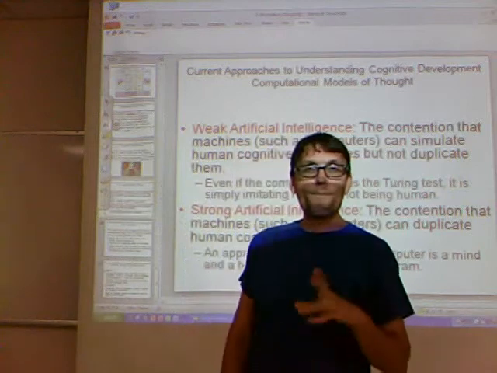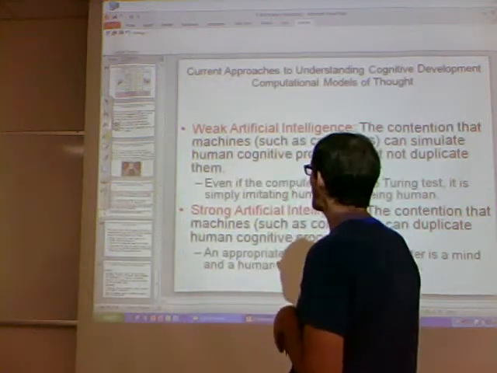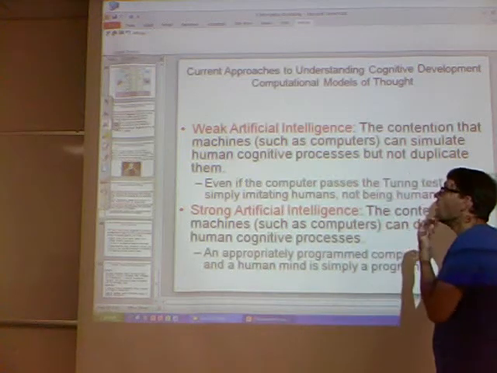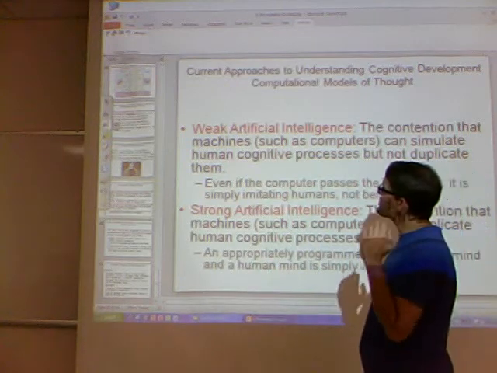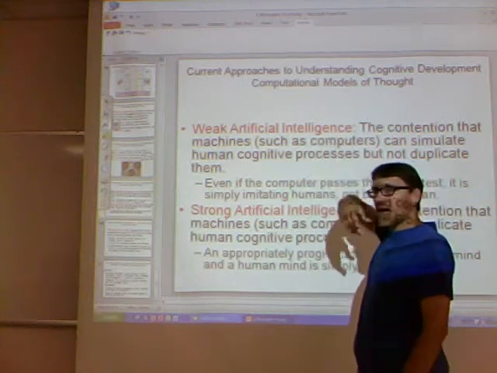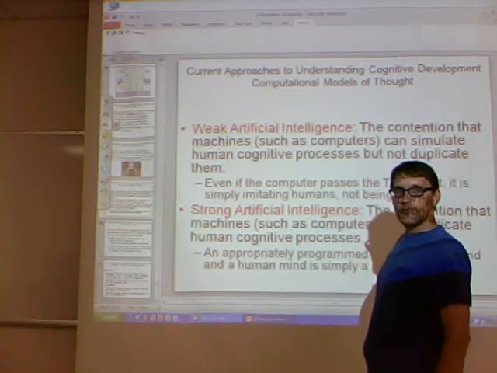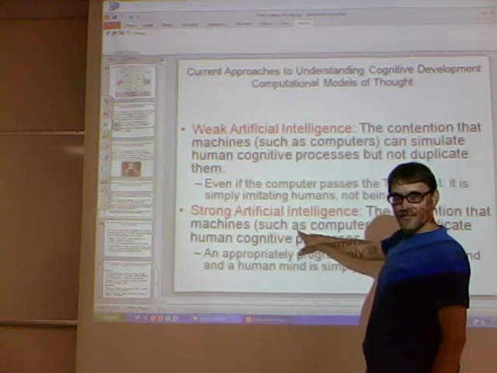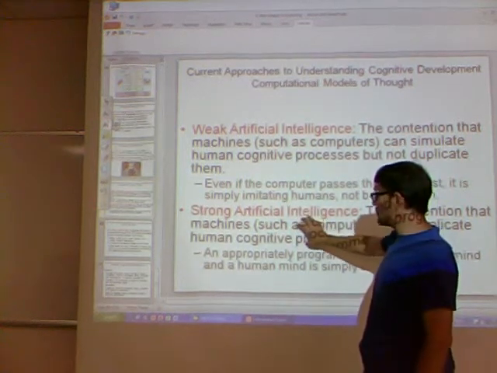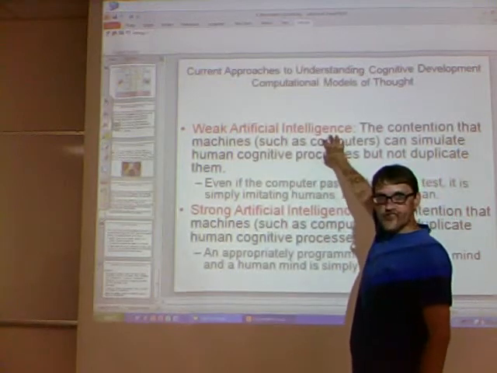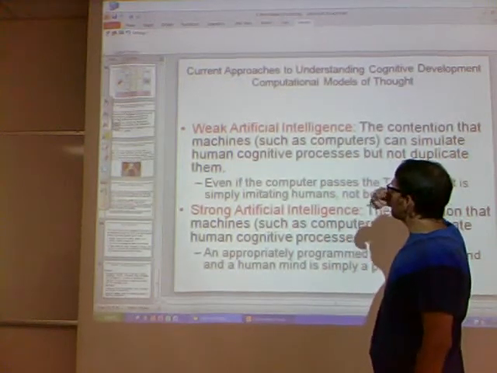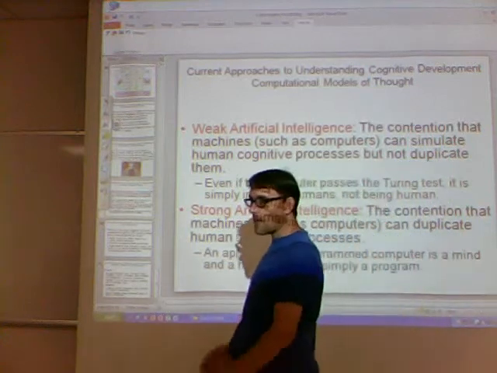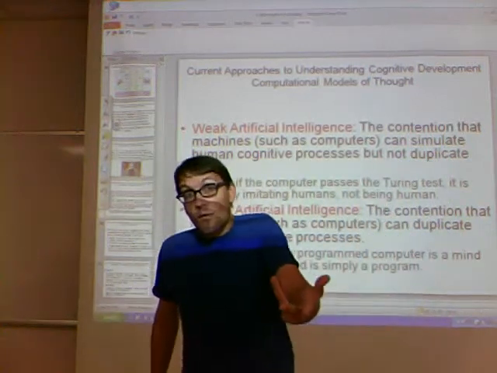I would argue that there's two different ways that people view artificial intelligence, weak and strong. Weak artificial intelligence is this notion that we might be able to program a computer to imitate human beings, but we would never be able to create true human thought. That's what this is, true human thought. This is an imitation of human thought. And so we find that weak artificial intelligence is a reality that we are approaching.